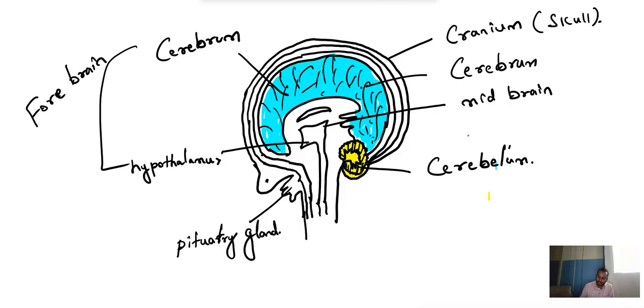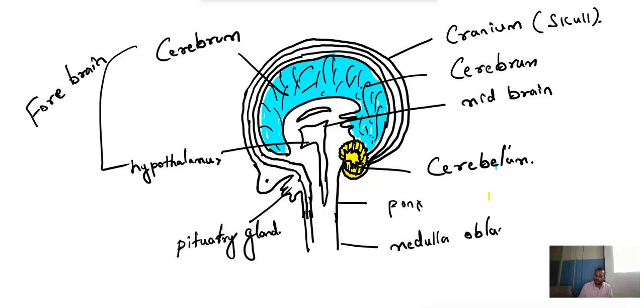Now let me extend these regions for your better clarification. Let me erase this part in the center. Let me connect this till here so that you will not get confused. So this is pons, and the lower part is medulla oblongata. So this is the diagram of the human brain. Followed?